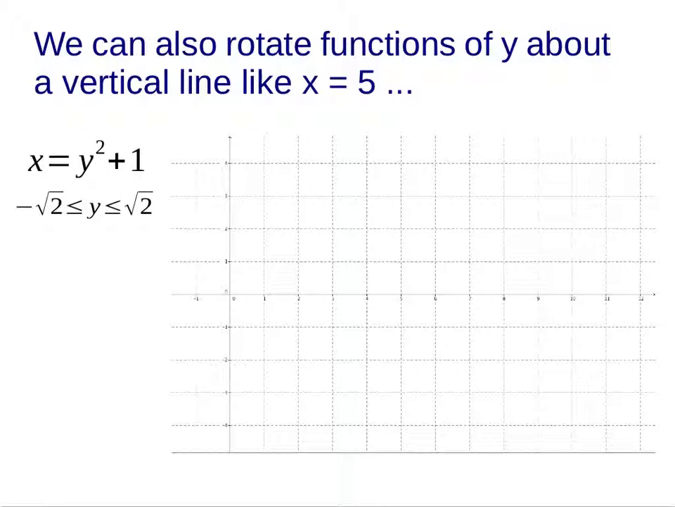Okay, so let's do one last problem. We're going to rotate a function of y about a vertical line. In this case, it's x equals 5. So let's just kind of draw that in. That's going to be our axis of revolution. We're going to rotate around that.